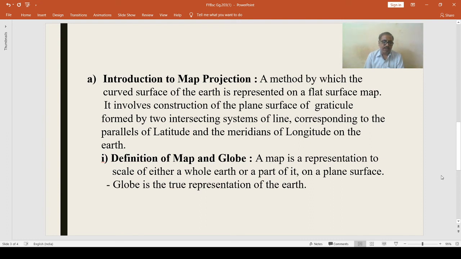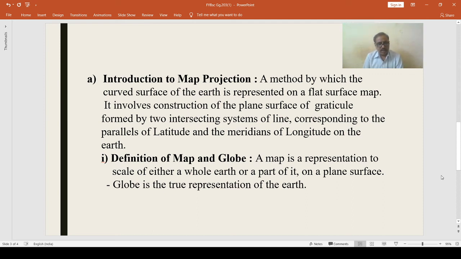A wall map is used as a teaching aid in a classroom. Like atlas maps, wall maps are small scale maps, but the size of wall maps is larger than that of atlas maps. Wall maps represent relief, vegetation, climate, soil types, roads, etc.